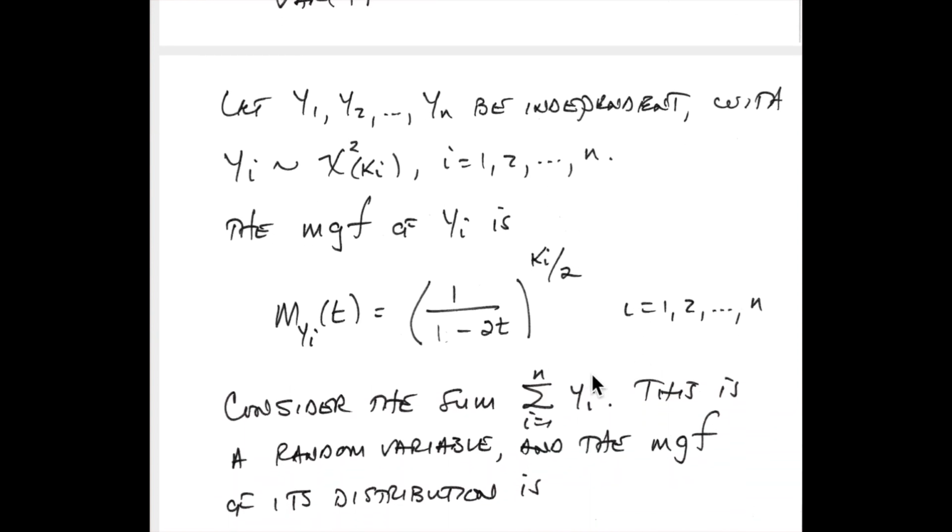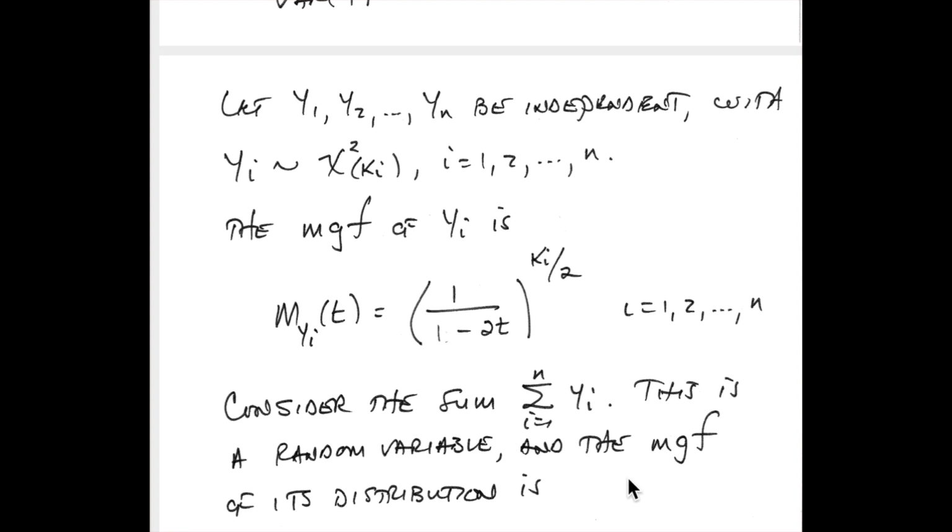Now, let's consider the sum of these random variables. We're going to be adding up these independent chi-square random variables. The question is, what kind of distribution does this new random variable have? Because the y's are random variables, the sum is a random variable as well. And so we want to know what kind of distribution the sum of independent chi-square random variables has.